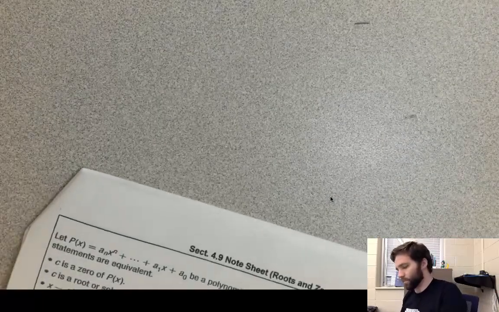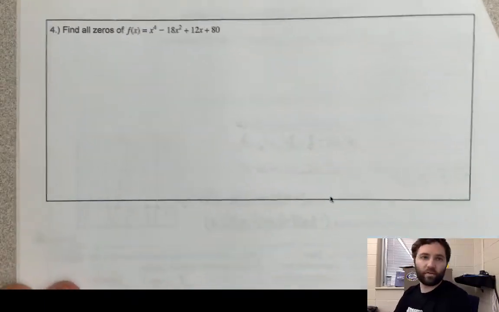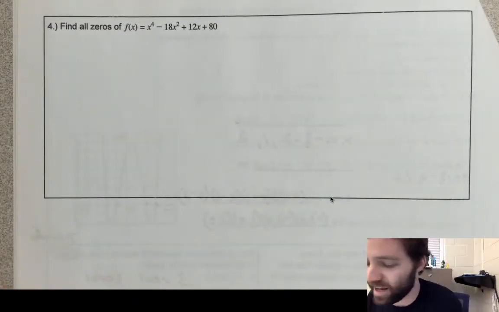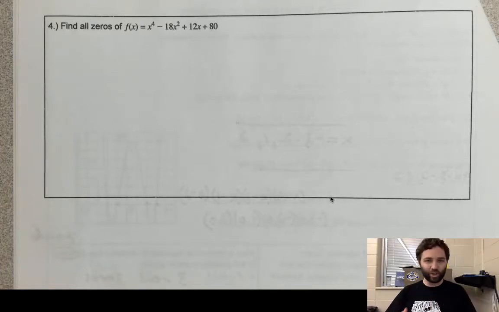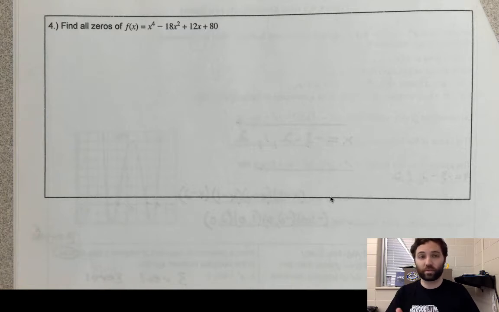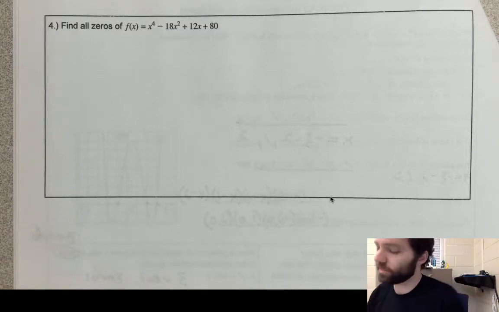Last problem of chapter 4. Find all the zeros of this function. Now, this is the same question, essentially. All the work will be the same as if I had asked you to solve this equation set equal to 0. So let's go and find all the zeros.